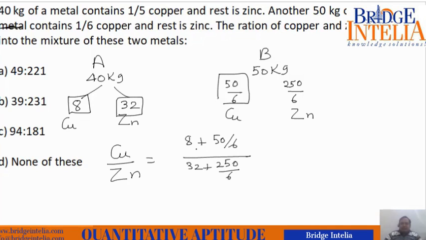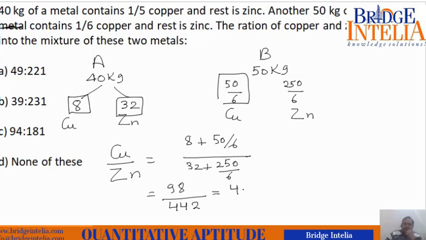So 8 sixes are 48. 48 plus 50, 98. So the 6 gets cancelled. So 32 into 6, 192. So 192 plus 250, 442.